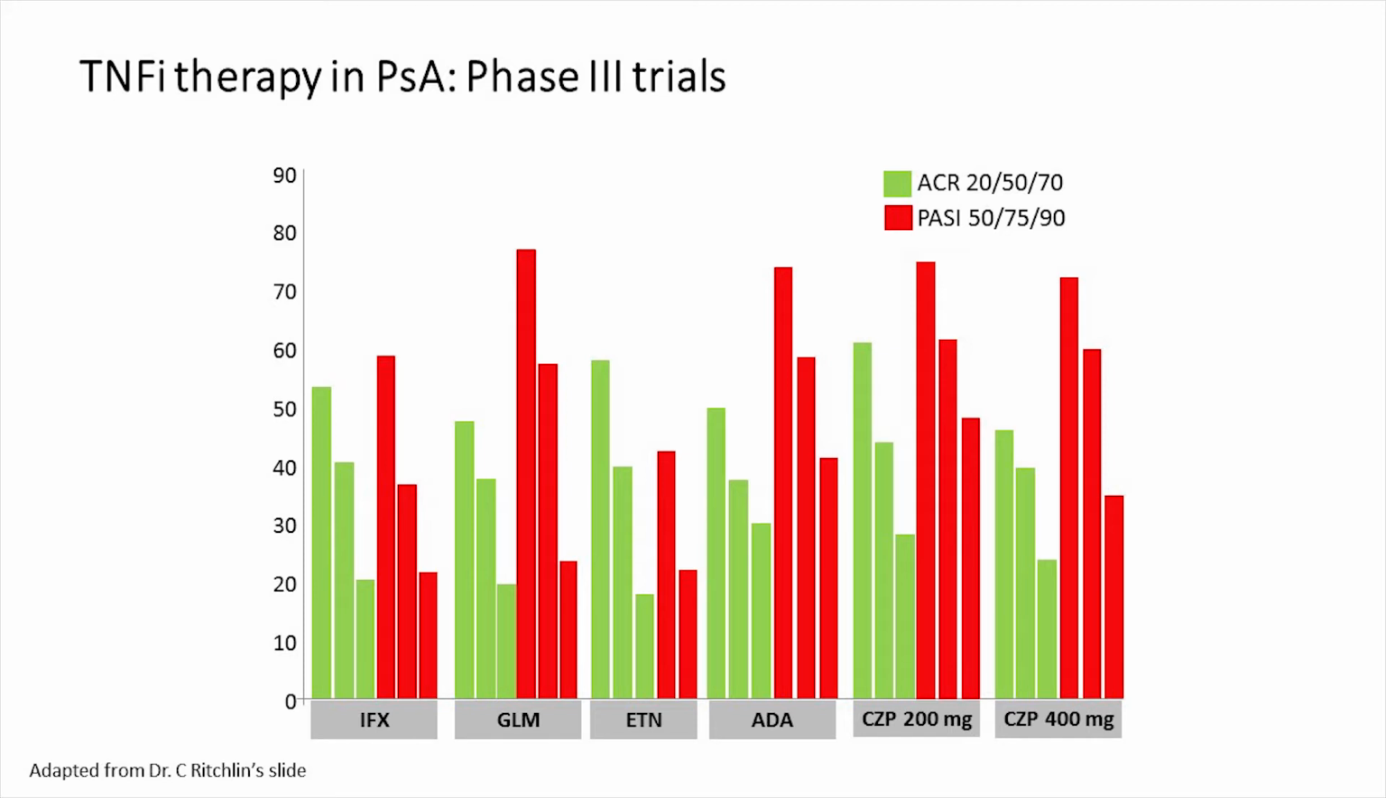So the green is the ACR 20, 50 superimposed to the reds, which are the PASI scores. Clearly you guys are able to clear the skin better than we can clear the joints. And so we are still looking for that ACR 90 or ACR 100, which we do not have at this time. So this is just sort of a gestalt looking at skin versus joint with the TNF inhibitors.